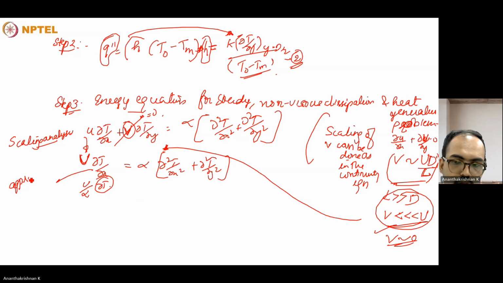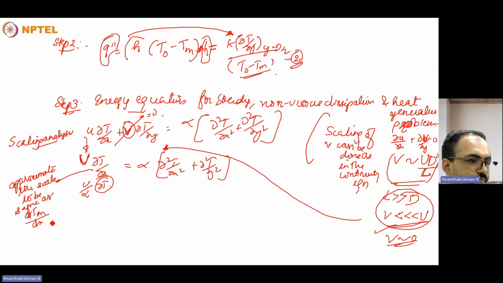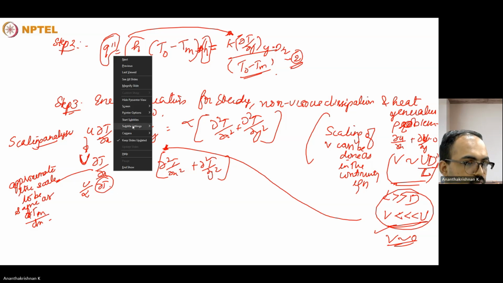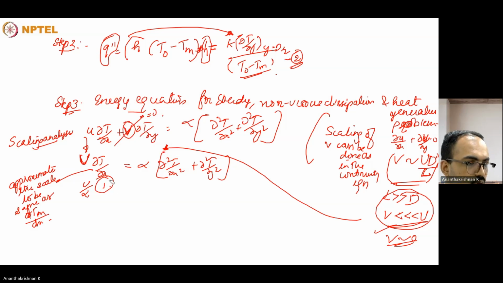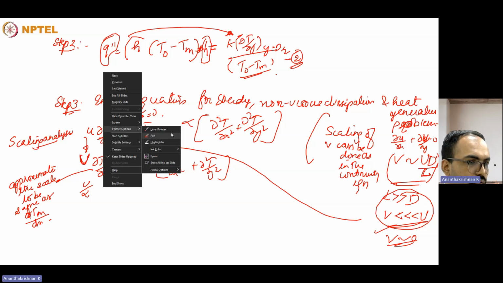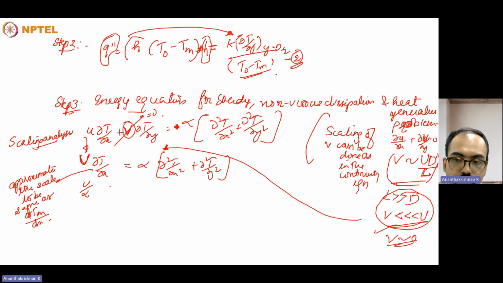Approximate the scale to be the same as dTm by dx. So substituting the equation of dou Tm by dou x here, that is equal to 2q double dash divided by rho U Cp into D. This is the convection term.